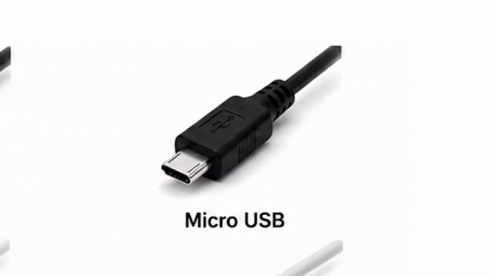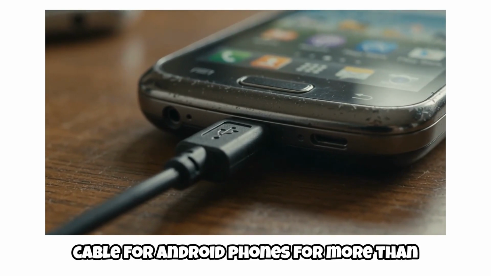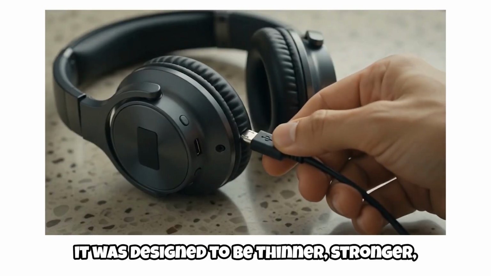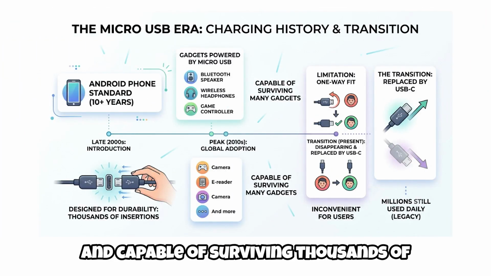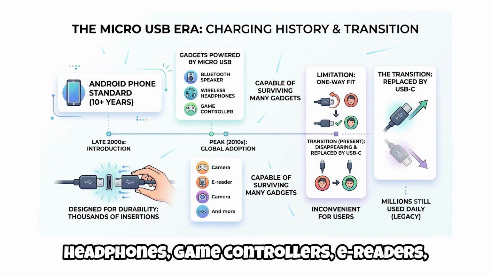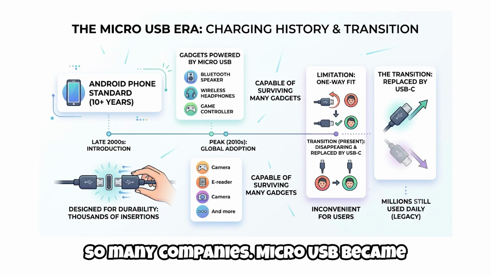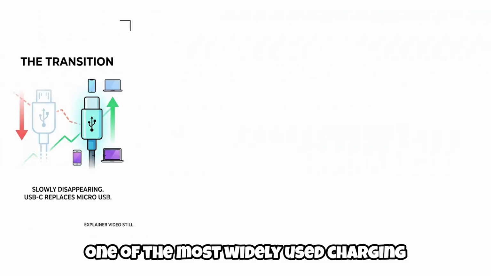Micro USB. Micro USB became the standard charging cable for Android phones for more than a decade. Introduced in the late 2000s, it was designed to be thinner, stronger, and capable of surviving thousands of insertions. Besides smartphones, it powered Bluetooth speakers, wireless headphones, game controllers, e-readers, cameras, and many other gadgets. Because so many companies adopted it, micro USB became one of the most widely used charging connectors in history.